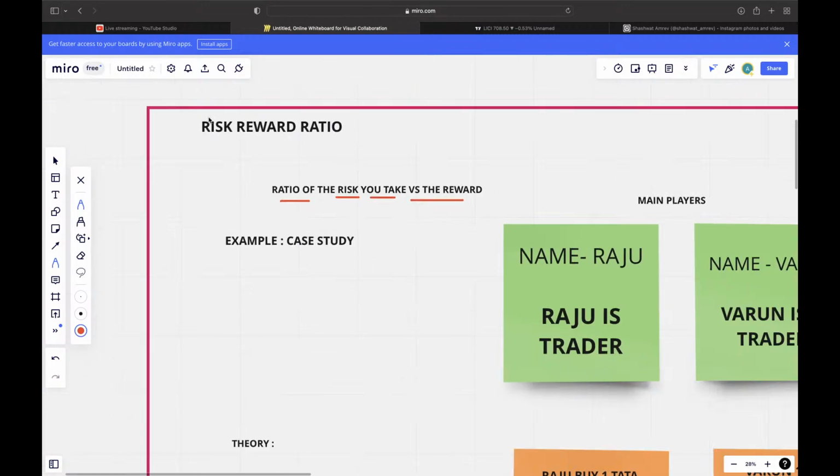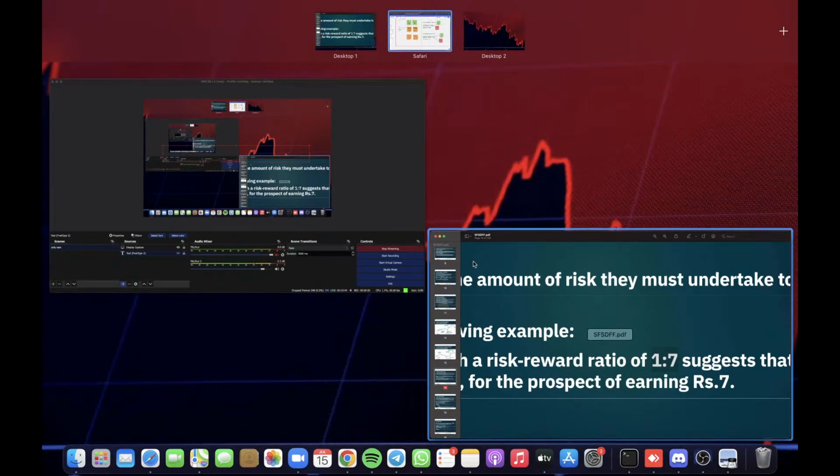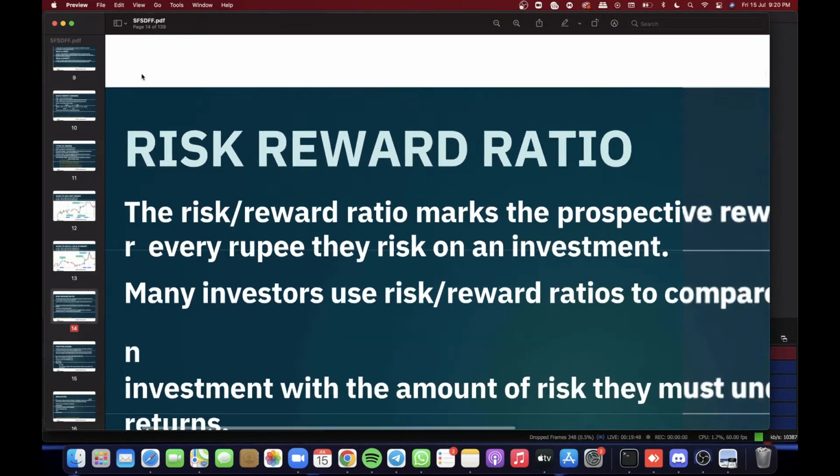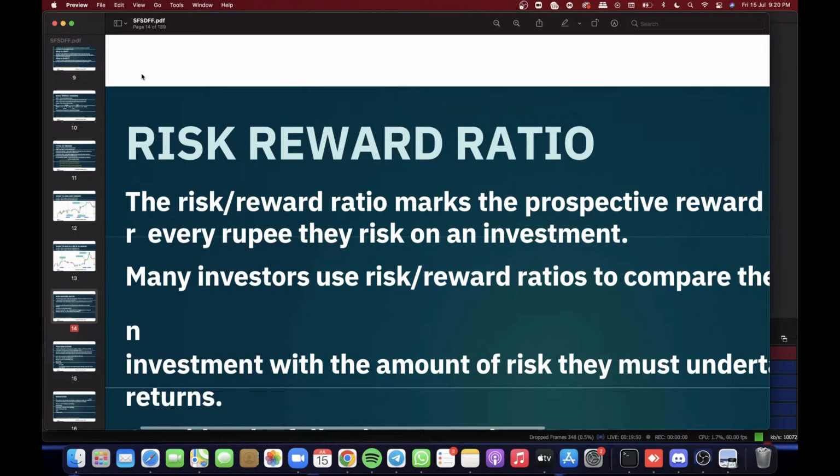Now let's see, there's another concept. Now you know risk reward, right? Sir, if I want to buy, I need to buy. Okay, I am buying. My target should be 2, 4, 6, 8, but not 1. My target should be double my loss.